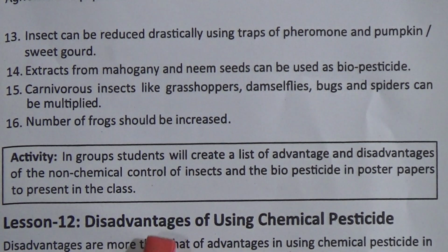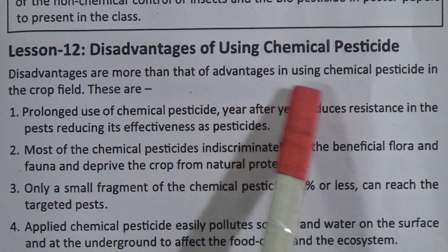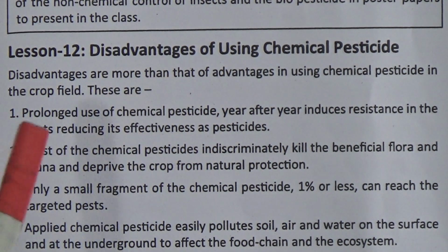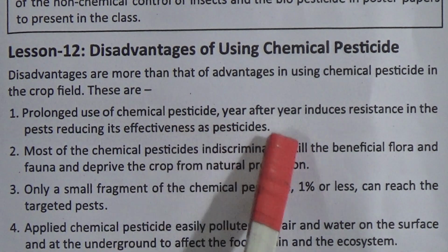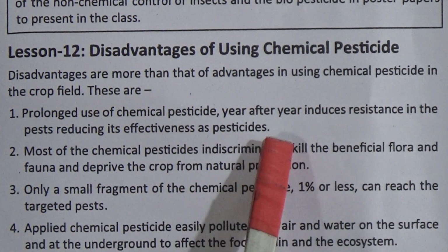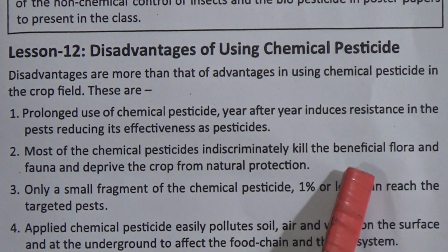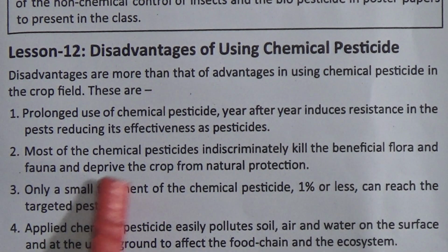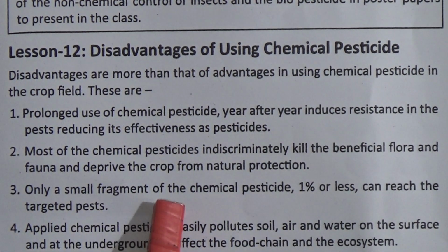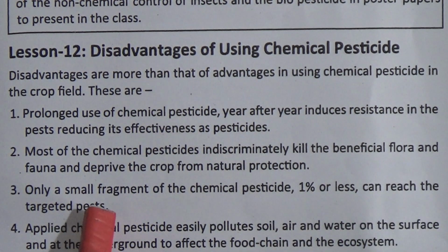Lesson 12. Disadvantages of using chemical pesticide. Disadvantages are more than that of advantages in using chemical pesticide in the crop field. These are: prolonged use of chemical pesticide year after year induces resistance in the pest, reducing its effectiveness as pesticides. Most of the chemical pesticides indiscriminately kill the beneficial flora and fauna and deprive the crop from natural protection. Only a small fragment of the chemical pesticides, 1% or less, can reach the targeted pest.